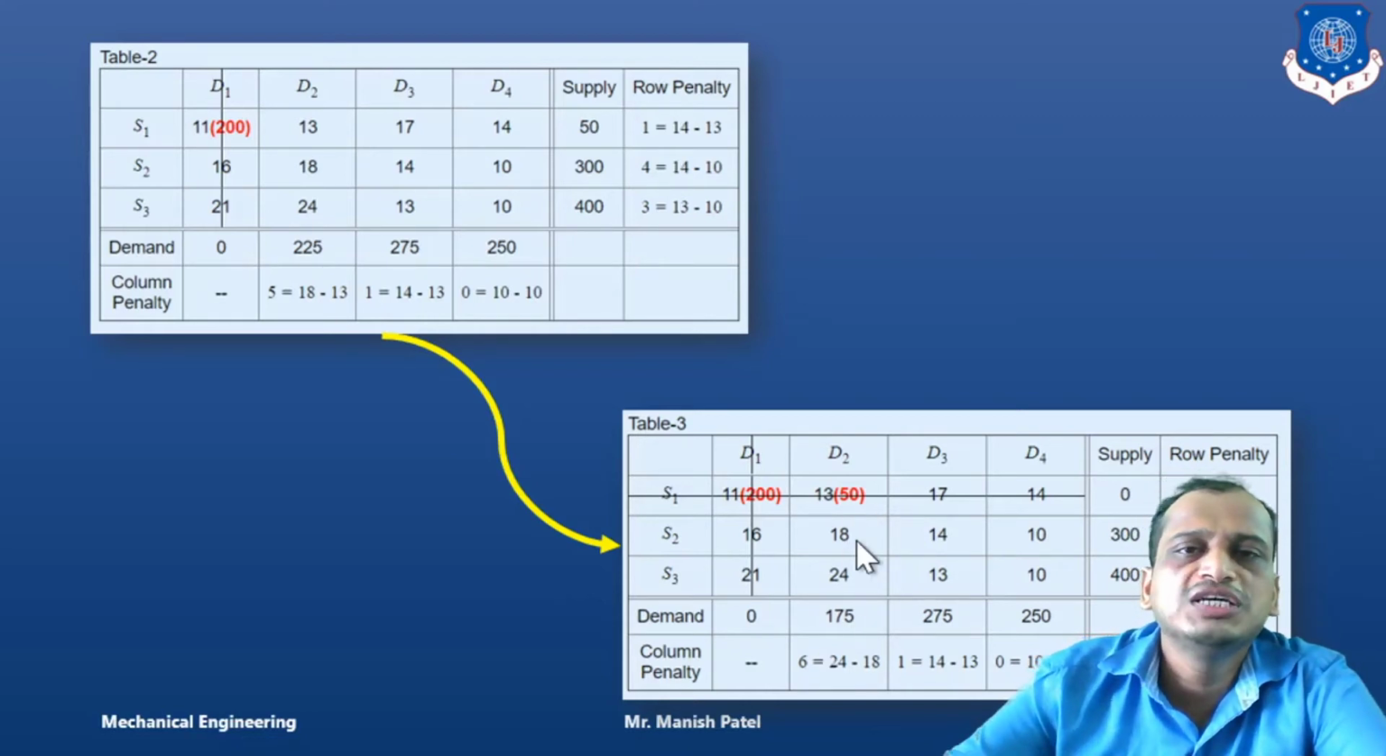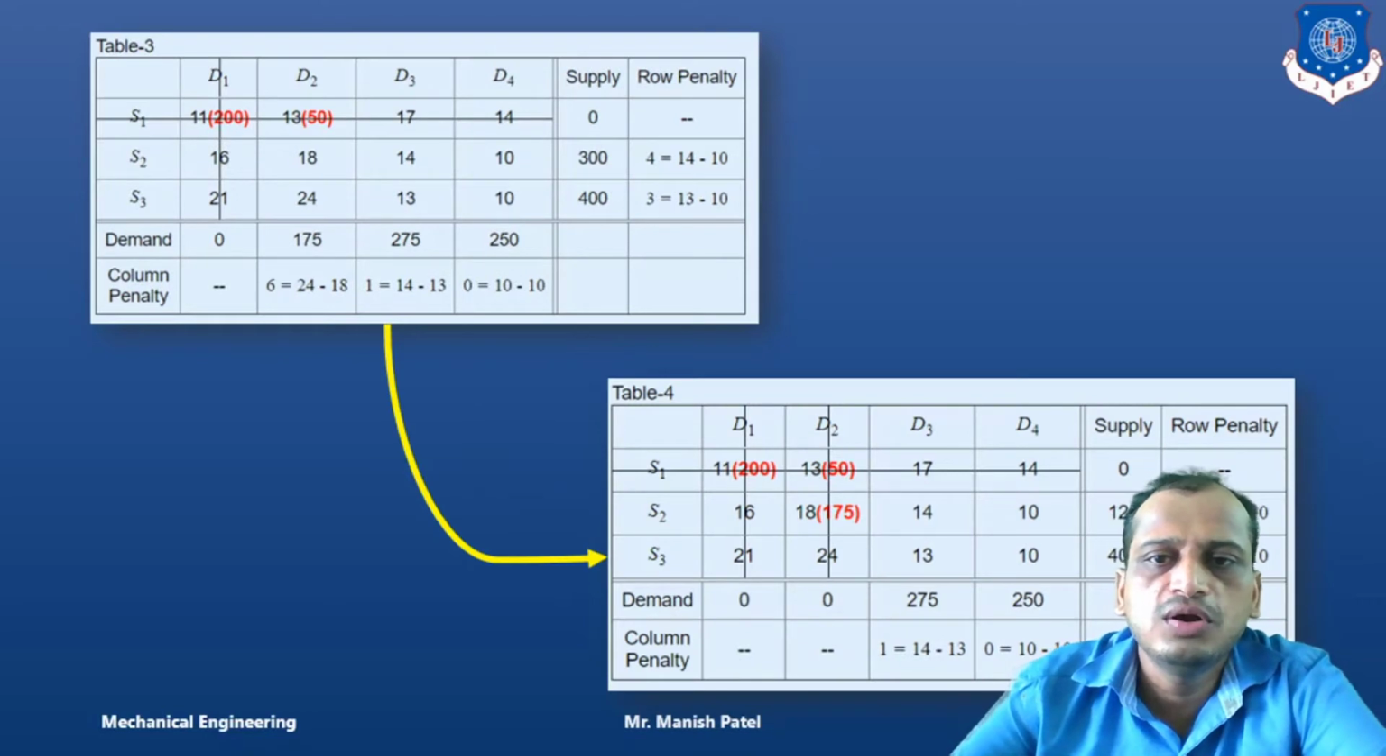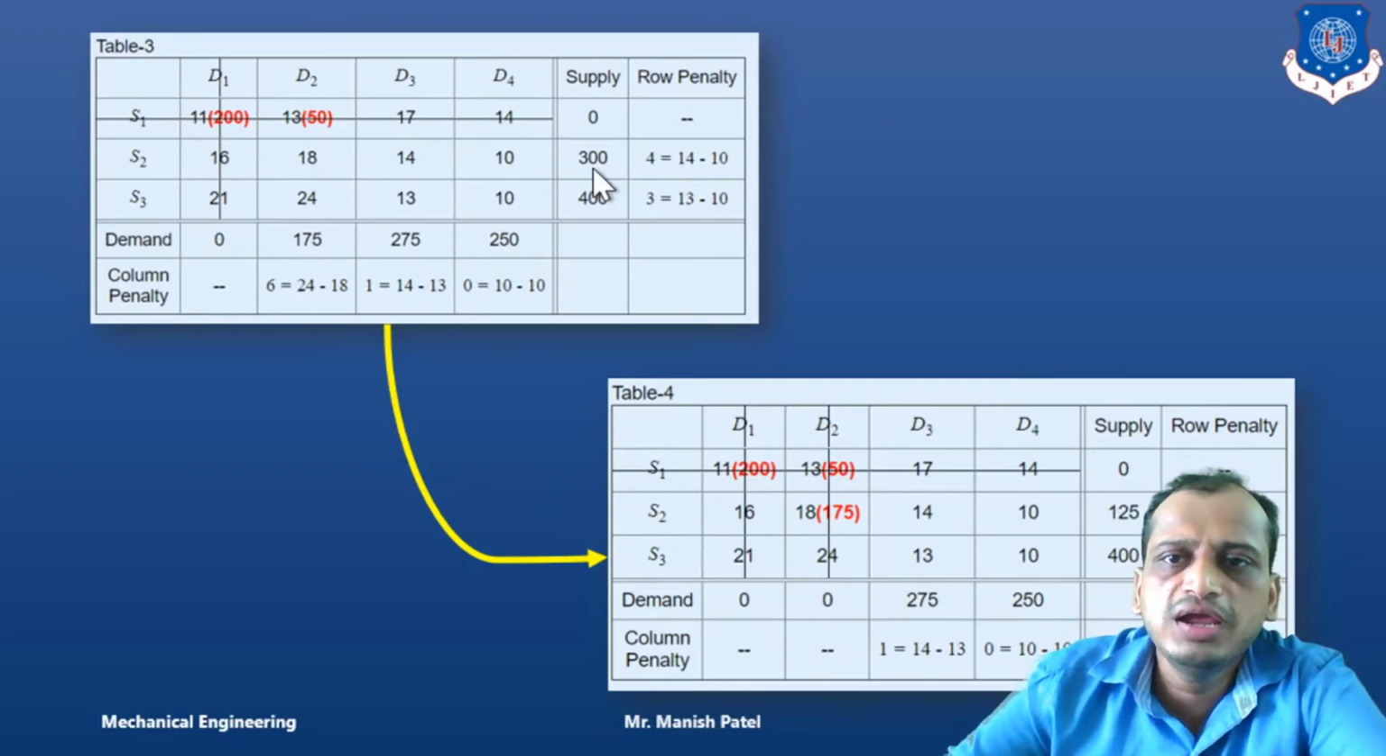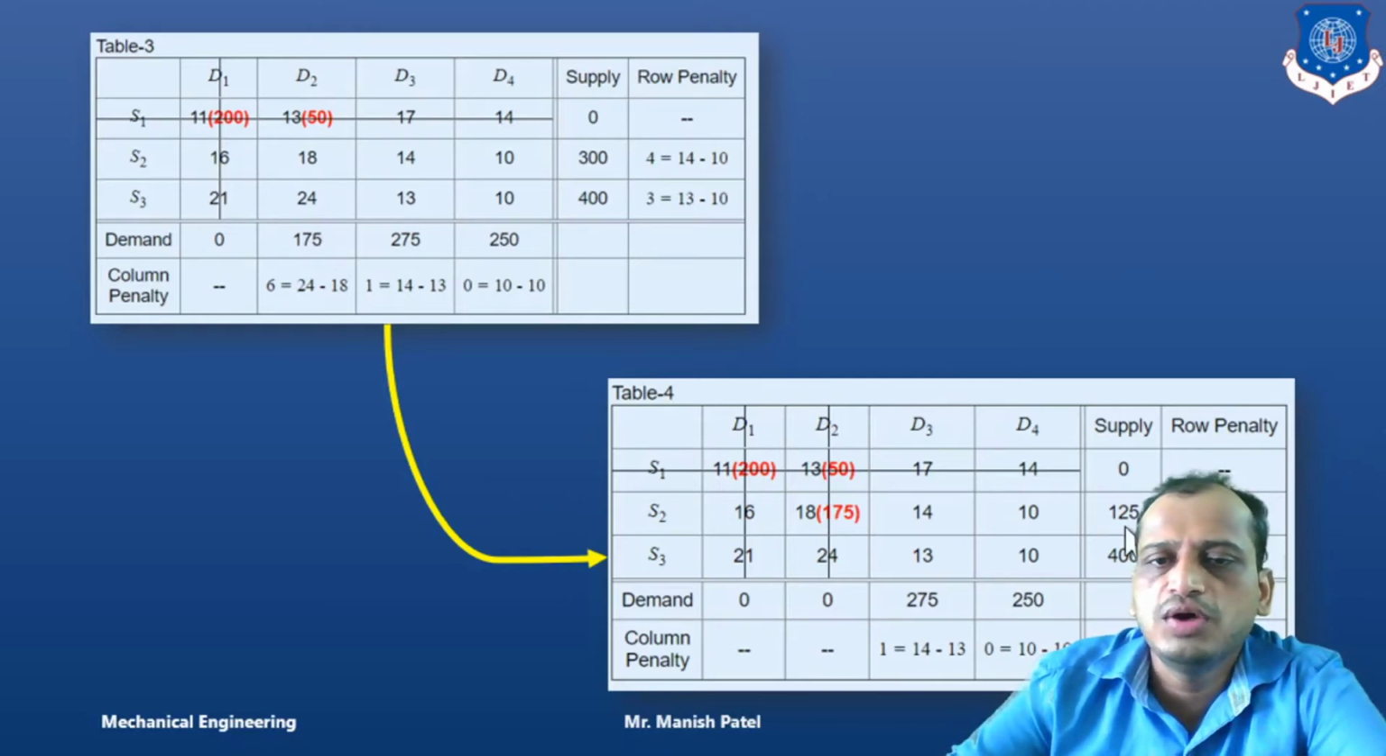The minimum cost here is 18, so we will try to allocate there only. What can we allocate here? We can allocate 175 here. Why? Because that is the maximum demand here. And 300 minus 175 is equal to 125. Right? Since this demand side constraint is fulfilled with 175, we will cancel this column, and put 0 here. And what is left here?